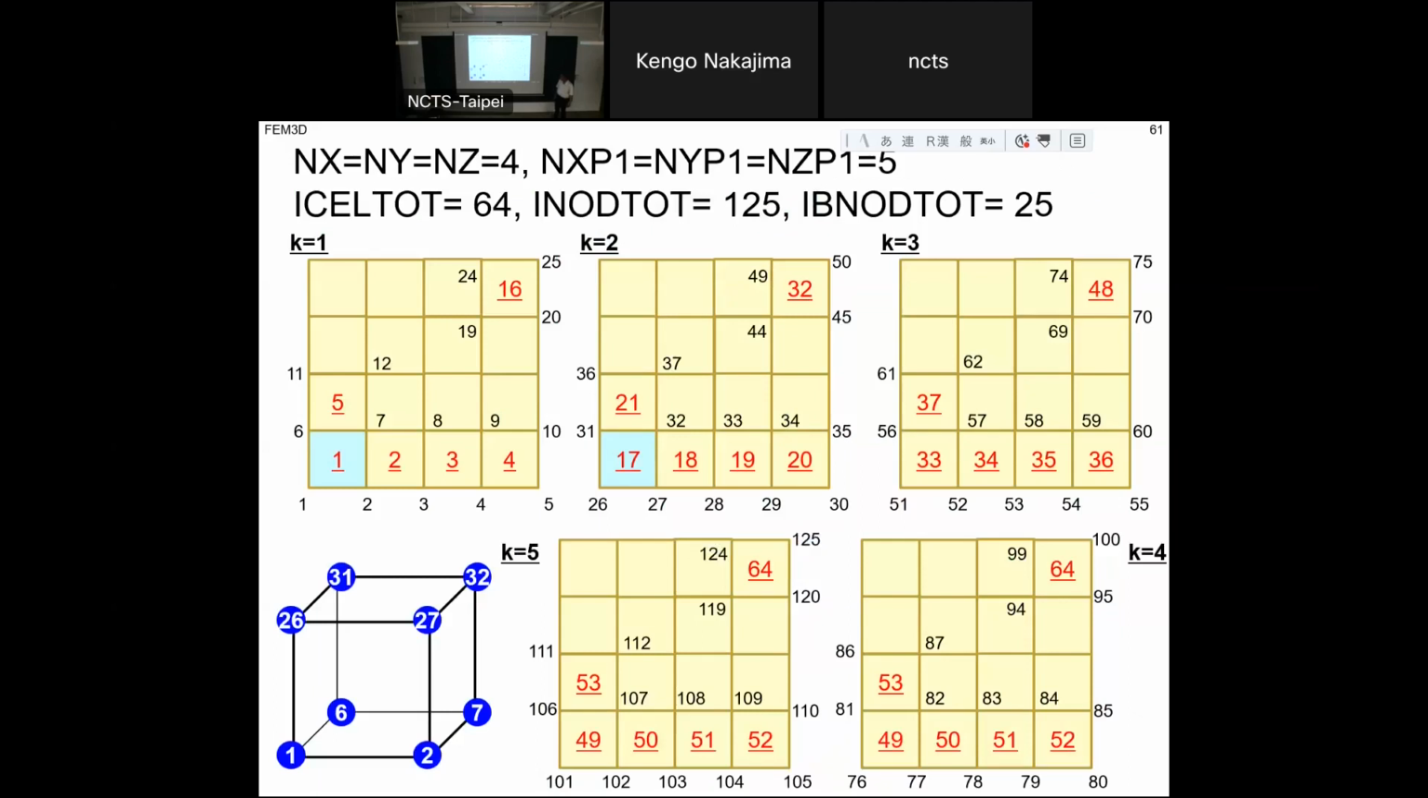The next page shows the ID numbers of the elements. These red letters are the element IDs, and these black letters show the IDs of the nodes. This is the first layer, second, third, fourth, and fifth. You can see the first element is 1, 7, 6, 26, 27, 32, 31, and so on.